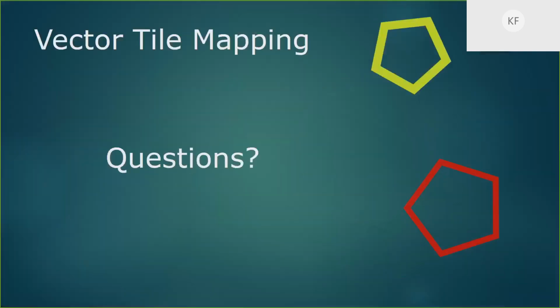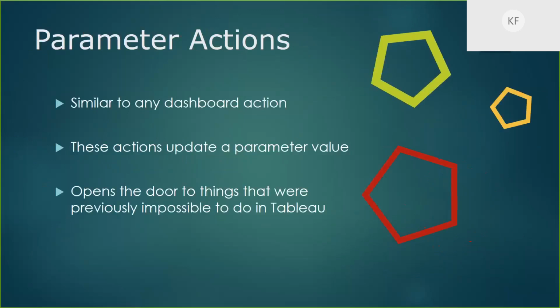All right. So that is collapsible containers. Let's see. All right, we're about 20 minutes in, so we've got some time. So that was collapsible containers and vector tile mapping. The last piece I'd like to go over is something called parameter actions. This is probably the one that got the most hype in 19.2. I use them quite often. I probably use collapsible containers more often, but these really are powerful and can open you up to do some things that honestly you couldn't do in Tableau previously.